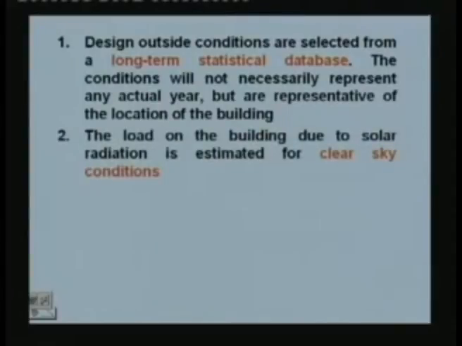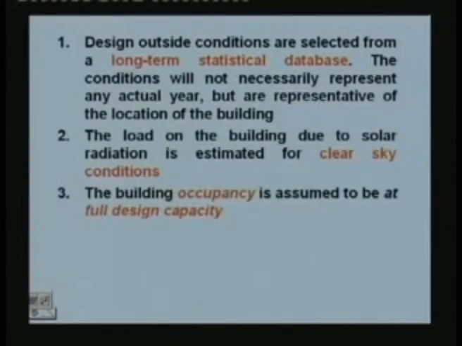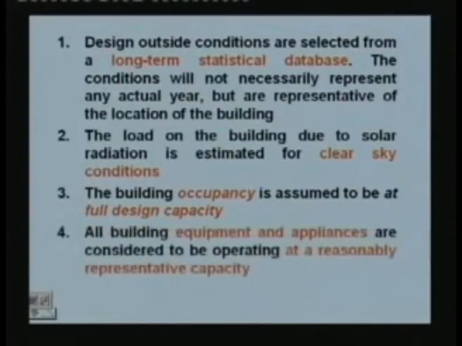Next, the load on the building due to solar radiation is estimated for clear sky condition, that means we do not take into account clouds. The third point, the building occupancy is assumed to be at full design capacity. And finally, we assume that all building equipment and appliances are considered to be operating at a reasonably representative capacity. So, these are the conditions based on which we carry out the cooling load calculations.